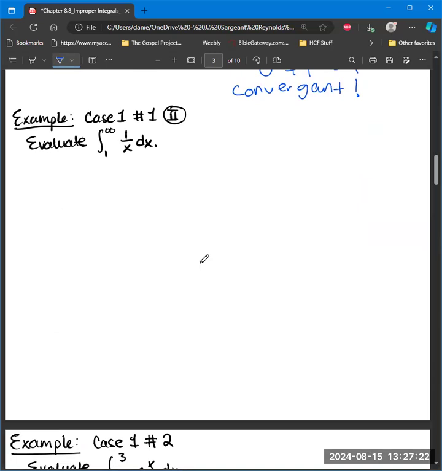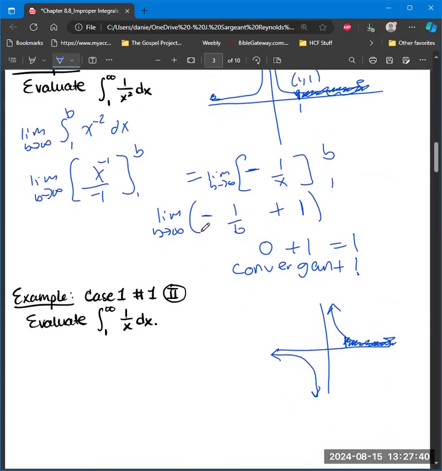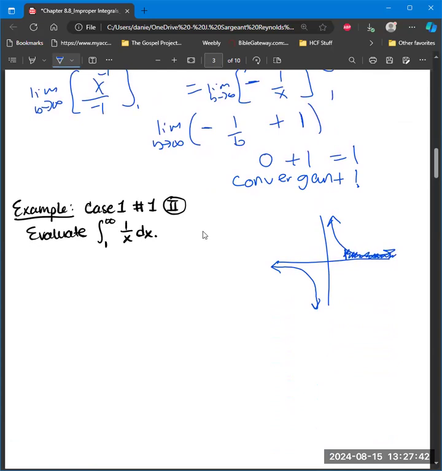Second example here. Now we're going to look at 1 over x, which looks like that, from 1 to infinity, like so. We'll say, man, that looks like the same kind of thing. Shouldn't it do the same thing? We're going to see. I'm pretty sure it's not, based off of something that I know from chapter 9. So this is going to be the limit as b goes to infinity of the integral from 1 to b of 1 over x dx.